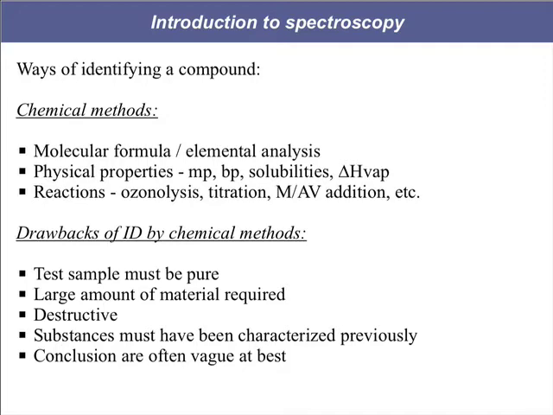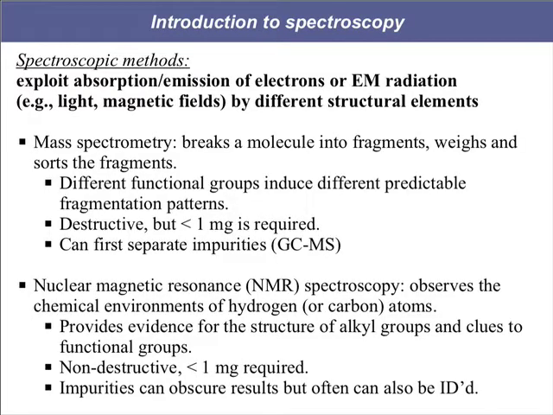So chemical methods: kind of messy, kind of uncertain, kind of destructive, kind of expensive, not ideal in a lot of cases. So, how do those differ from spectroscopic methods? Well, what are spectroscopic methods? Spectroscopic methods basically exploit the absorption or emission of electrons or some kind of electromagnetic radiation, for example, light or magnetic fields, by different structural elements.